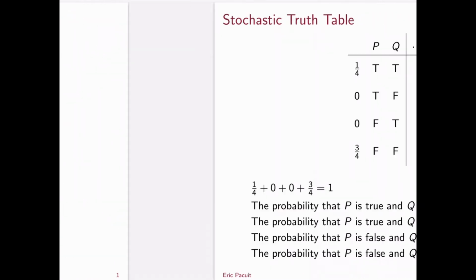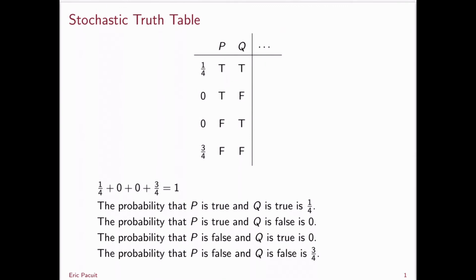And finally, here's another example. Note that I'm assigning 0 to some of these rows. So that means the probability that P is true and Q is false is 0. So while it's perhaps a logical possibility, it is certain not to obtain. I'll say more about what it means to assign probability 0 to rows later on.